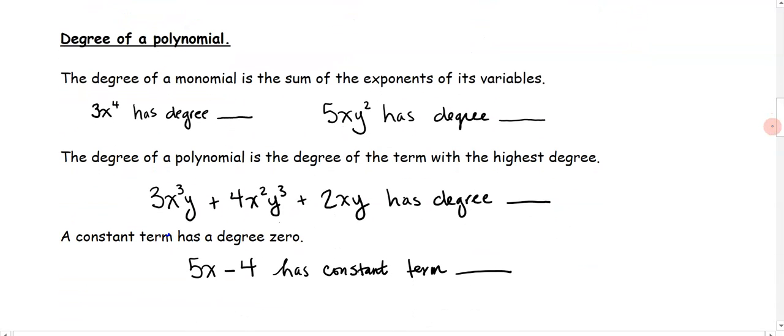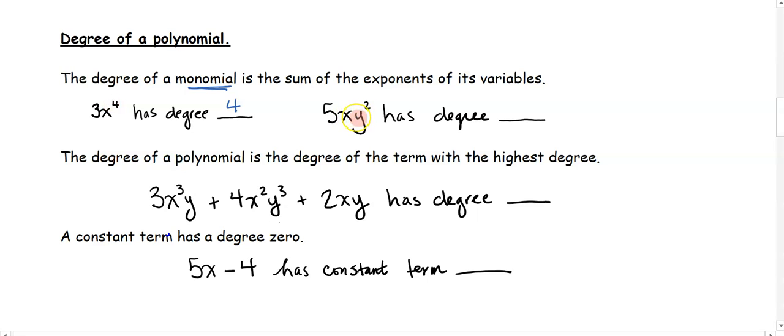The degree of a polynomial. The degree of the polynomial, so let's just start with a monomial, a single term. It's the sum of the exponents of the variables. So if there's only one variable, it's the exponent. The degree is 4. The degree of a polynomial helps determine its shape when we graph it. So a lot of times we like to discuss the degree because it gives us information on what type of shape we're talking about in our graph.